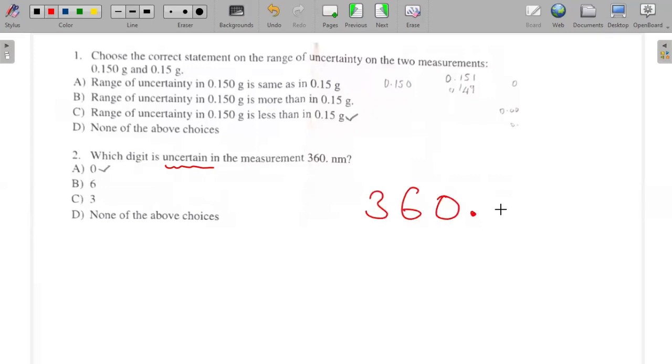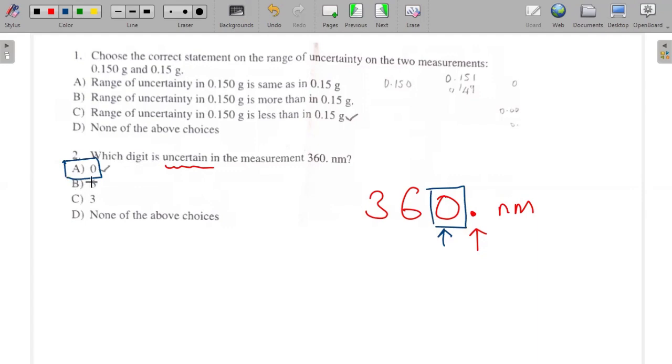360.0 nanometers. So this point here is very important, because we said the uncertain digit is the last significant figure. Here, because of the presence of this decimal point, it means this 0 is significant. So the last significant figure is the uncertain digit. No wonder we're saying this 0 here is our uncertain digit. So the answer there should be A.